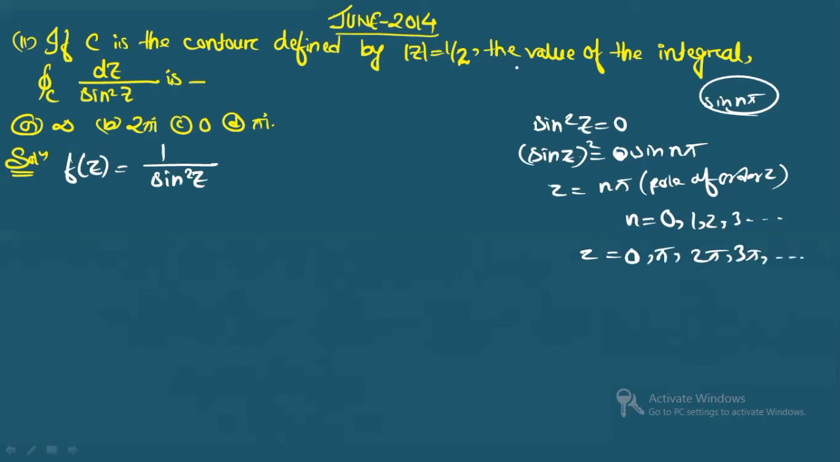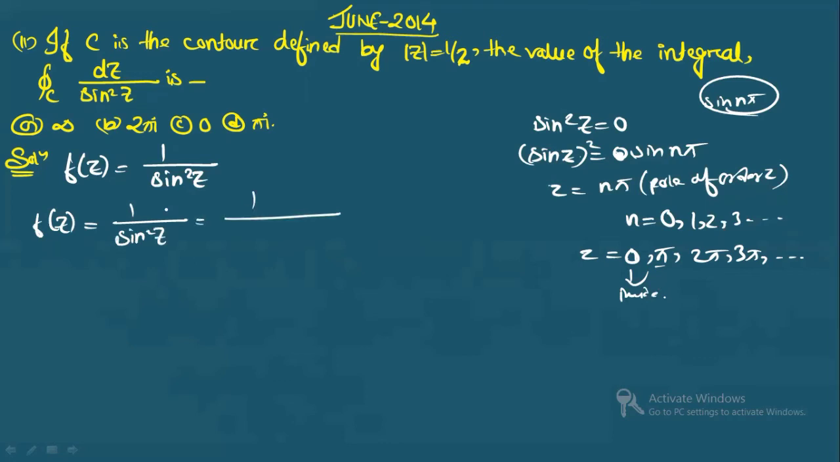Here it is said mod of z equals half. Yes or no? And here, if you see, pi, 2 pi are all outside. Only this one is inside. Correct? So we will find the residue only for z equals 0. You can do it directly. f(z) equals 1 by sine square z.